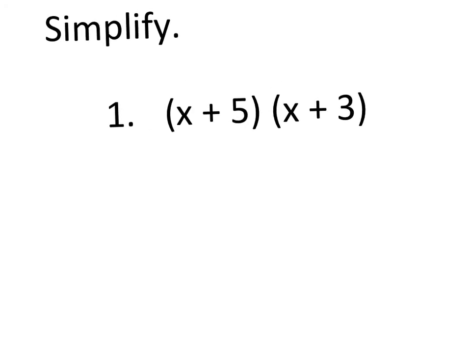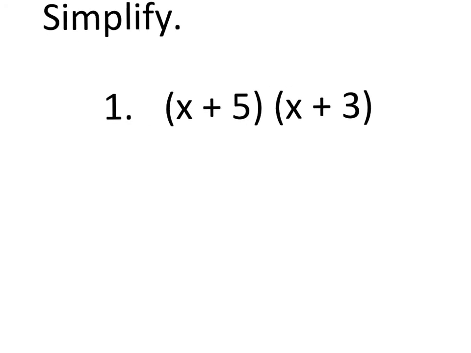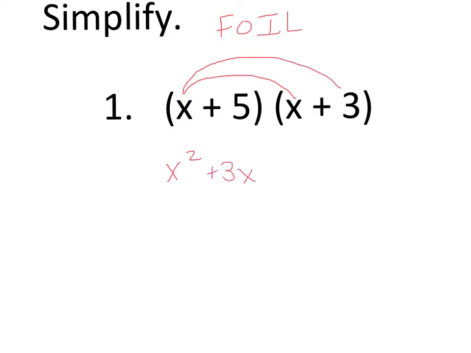All right, so let's take a look at an actual problem here, and we're going to think about the word FOIL. I'm going to write that up here for you. FOIL means do the first. So I'm going to take x times x and get x squared. Outside, so I'm taking x times 3 and getting 3x. Now I'm going to do the inside, so I'm going to take 5 times the x and get 5x, and I'm going to take 5 times 3 and get 15. Now, just like we were taught earlier in this chapter, we're going to combine like terms, so I'm going to put these together. When I do that, I'm going to get x squared plus 8x plus 15.